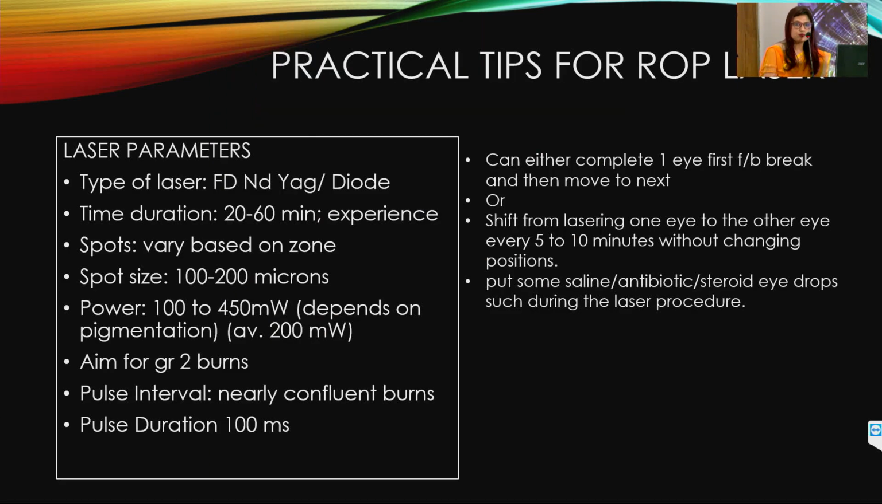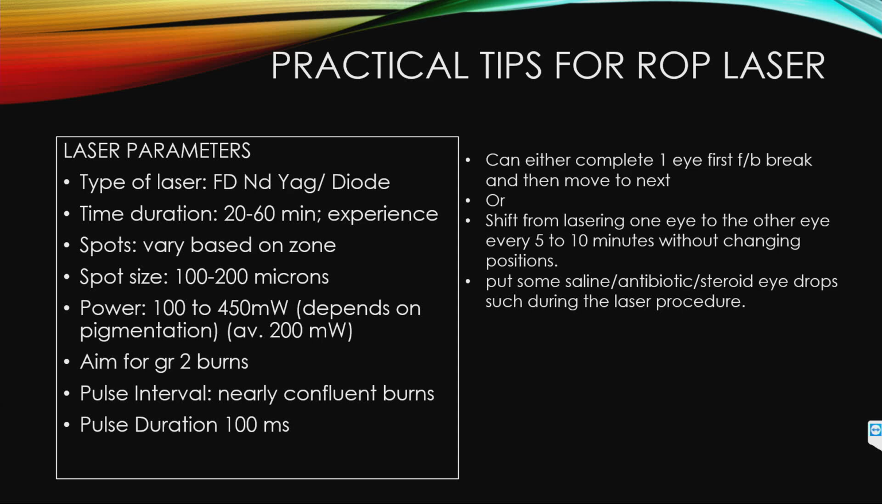What are the practical tips for those of you who are practicing ROP laser? You can either complete one eye first and then move to the next eye, or, whichever position you are in, you can do nasal of that eye and temporal of the other eye in that same position. And always put saline or antibiotic drops during the procedure. Usually we use saline to maintain the clarity of the cornea. The type of laser can vary from diode to frequency doubled Nd:YAG, and usually it takes about 20 to 60 minutes and depends on the experience of the surgeon.